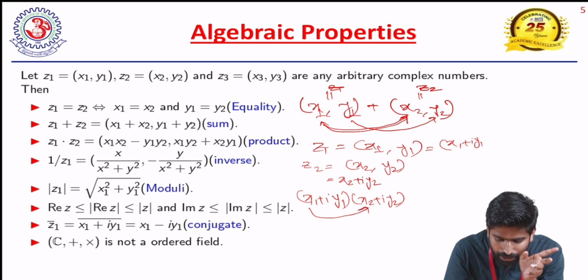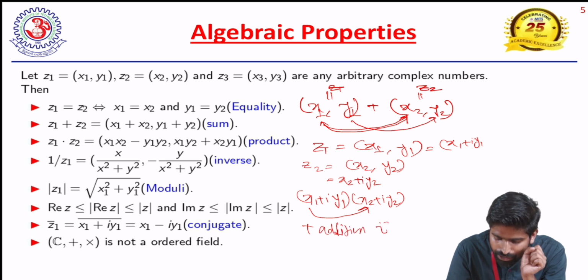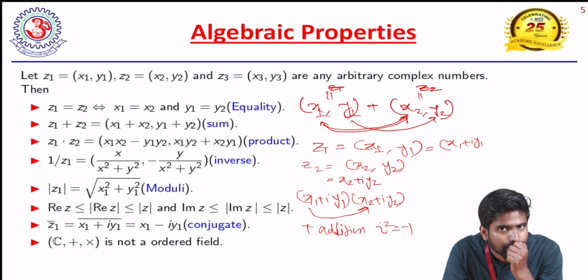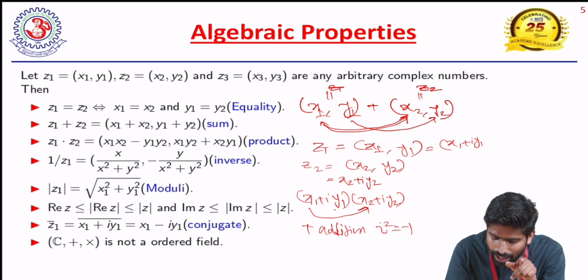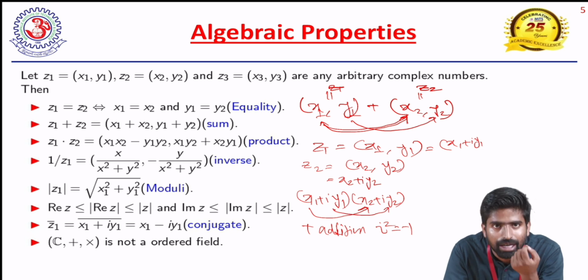x1 will multiply with x2, x1 will multiply with i y2, but with an additional property. The additional property is that we have to use i squared equals minus 1, because i is nothing but the root of x squared plus 1 equals 0. The moment you multiply i y1 with i y2, it will become i squared y1 y2, and i squared becomes minus 1, so it goes to the real part.